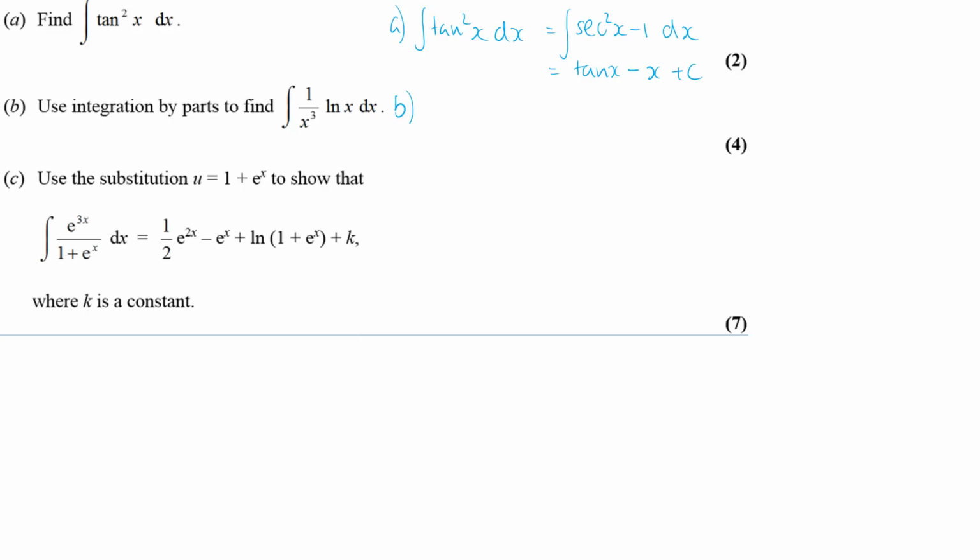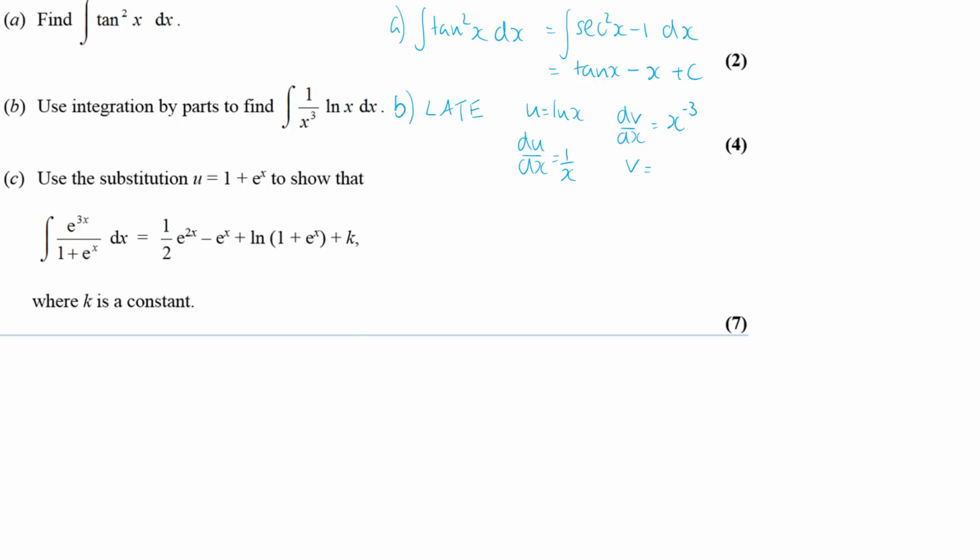Part B, use integration by parts. So you're going to use the acronym LATE to decide what is u. L stands for log, so I'm going to say that u is the ln of x. That will make dv by dx equal to x to the minus 3. And then we need to differentiate 1, so du by dx is 1 over x.